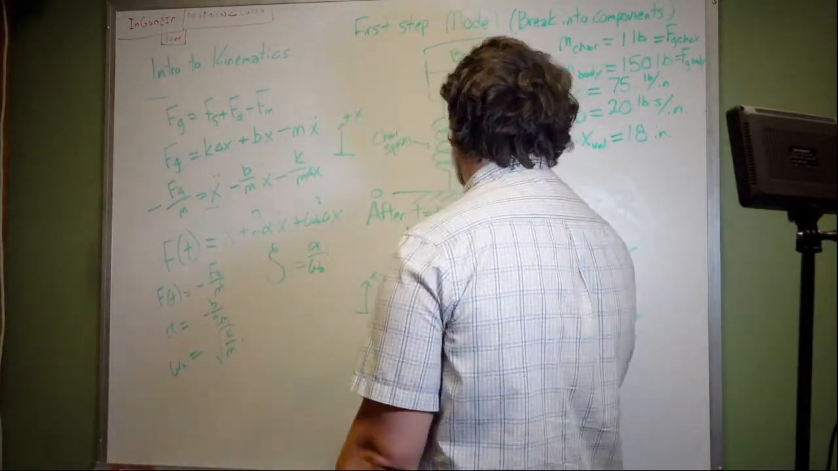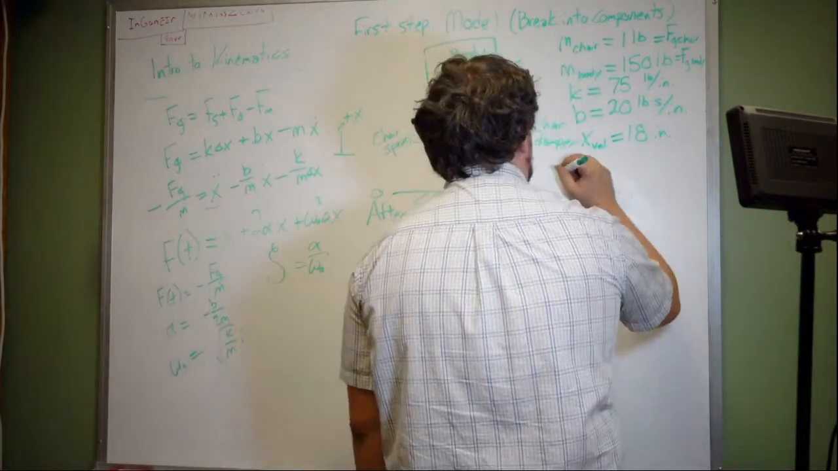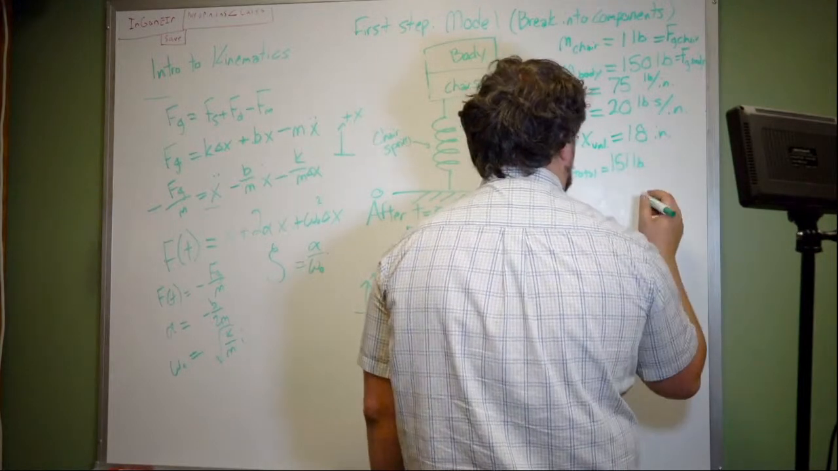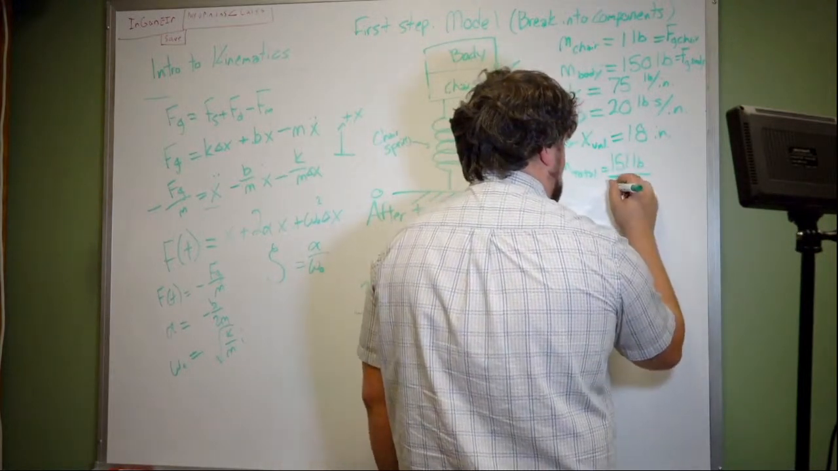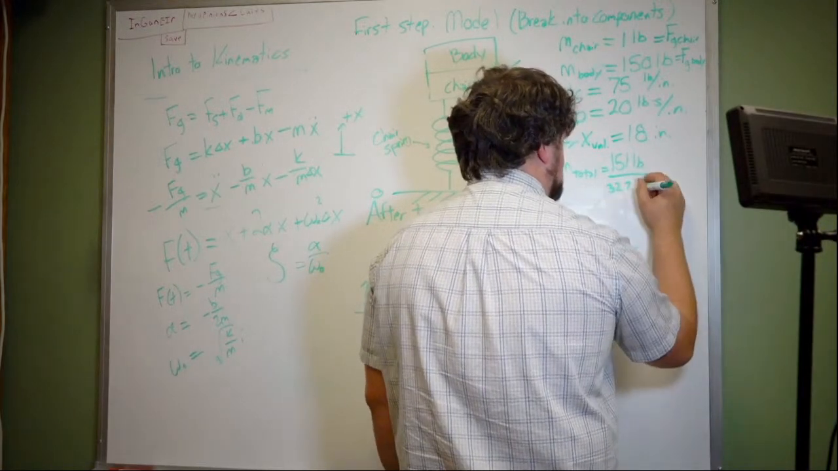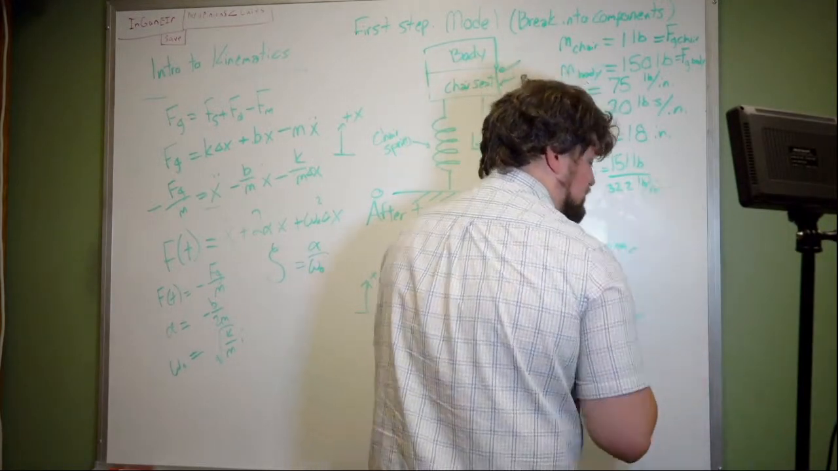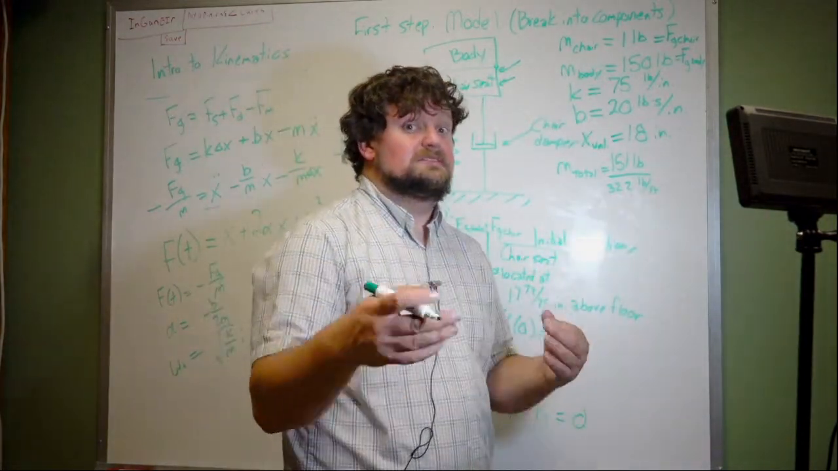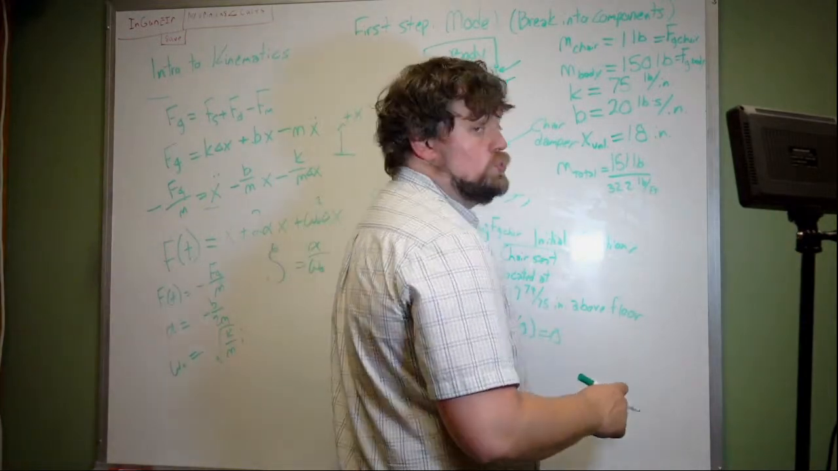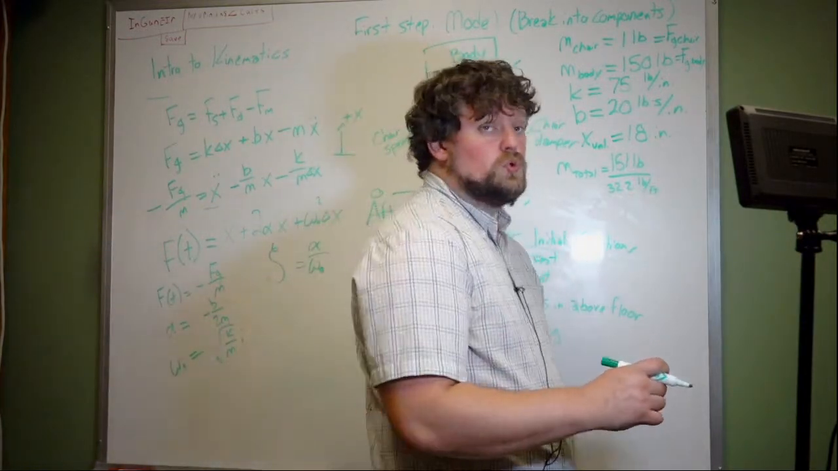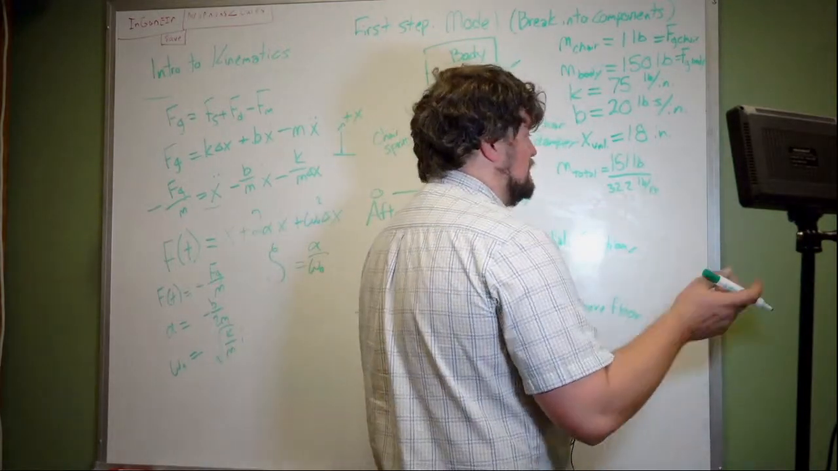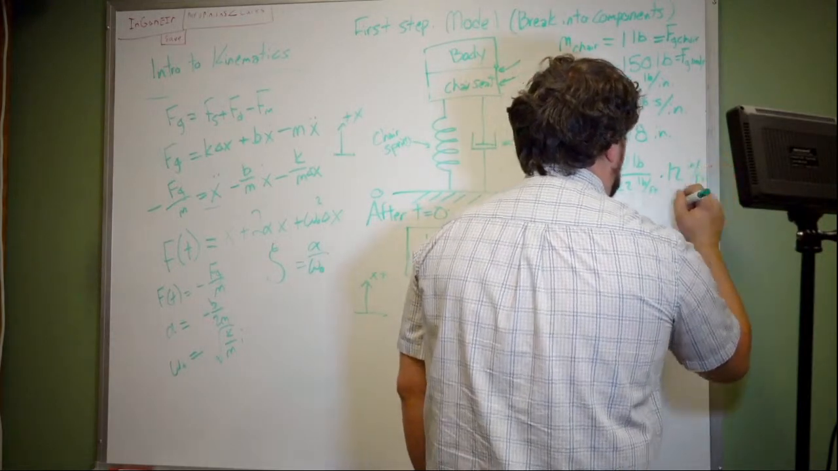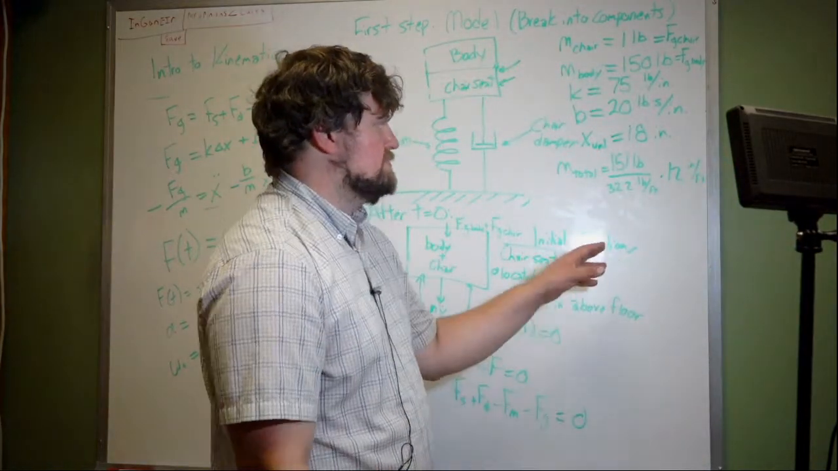Okay, so we're going to do our calculations here. What is b over 2m? Well, we're going to need to calculate what m is. So m total equals 151 pounds. Okay, and then we have to divide that by our gravitational constant, 32.2 feet per second squared. Now the problem with this is that this is in feet, and basically we have to multiply this by 12 inches per foot.